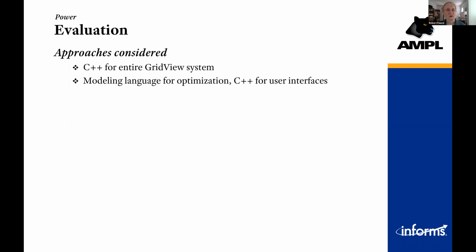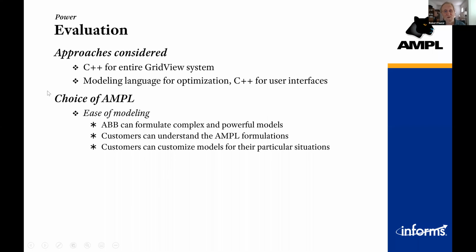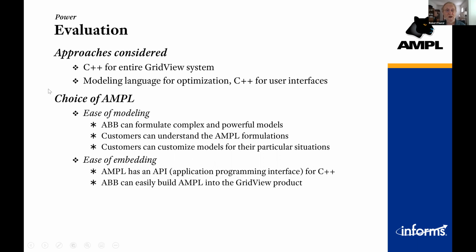So they considered C++ for the entire system, but they found that handling the model in C++ was too difficult. They ended up using a modeling language for the optimization and C++ for the user interfaces. And they chose AMPL for the ease of modeling and because not only was it easy for ABB, but easy for their customers. Customers could look at their formulation and suggest small changes to meet their particular situations. And then they could use the C++ API to AMPL to embed it into this Grid View product, which you saw on the slide, which is what they actually sell to people.